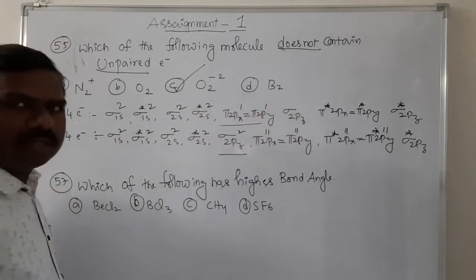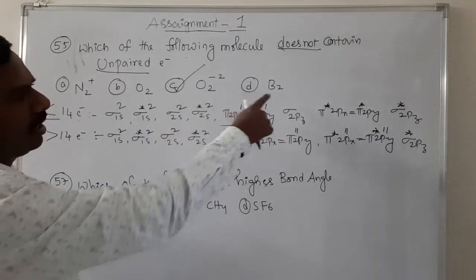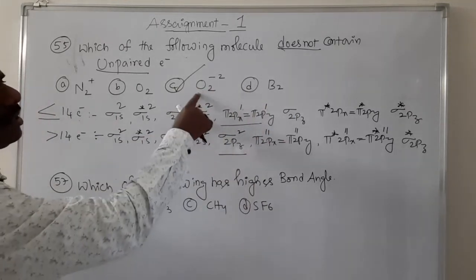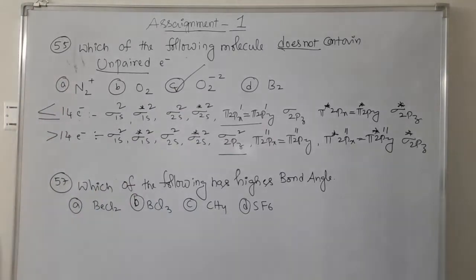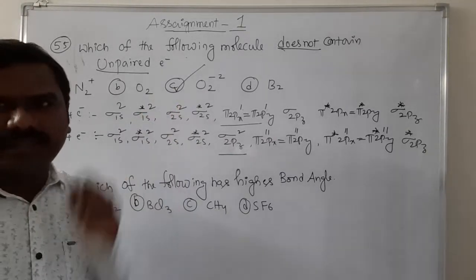2 unpaired electrons. Unpaired electrons are there in B2 also. Unpaired electrons are not there in O2 minus 2. Hence, the right option is C.